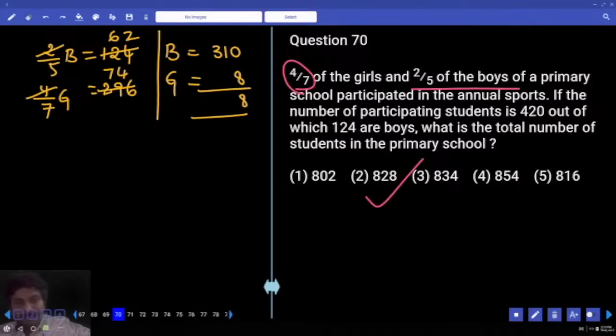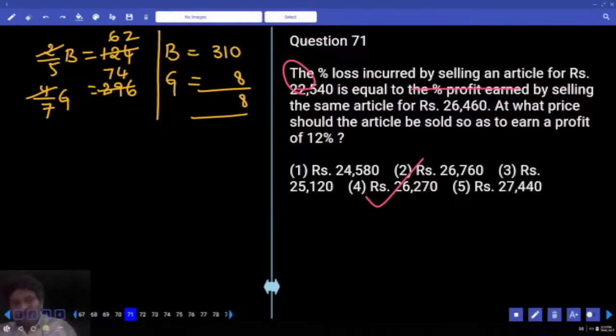Come on. We don't have to calculate how many total girls there are. The last digit is sufficient.